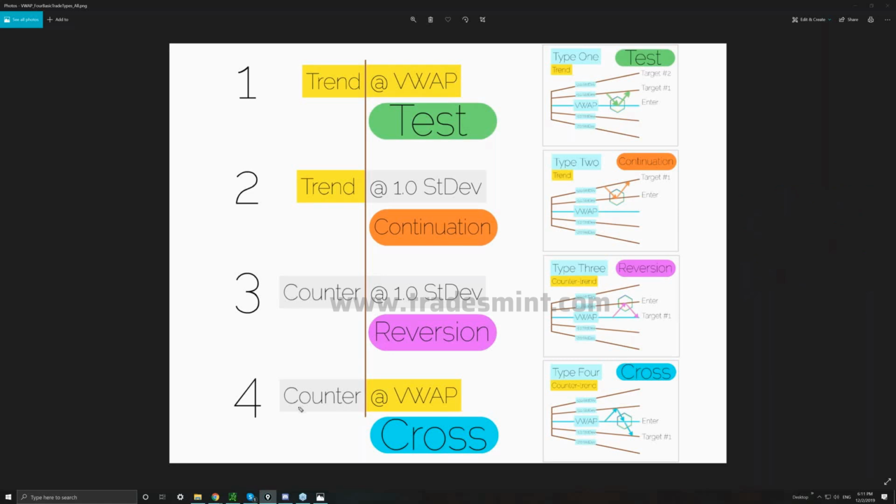And then finally, we have the last of the counter trend trades, a cross, type 4. Now this one trade type is particularly hard only because in the moment when we come back to the volume weighted average price, we don't know if it's going to bounce or if it's going to break through. So we don't know if it's a type 1 trade or a type 4 trade. Now, obviously, we're going to get some confirmation one way or the other.